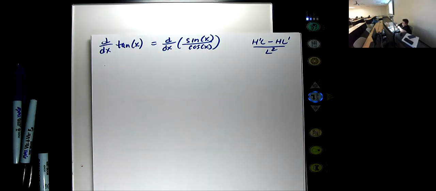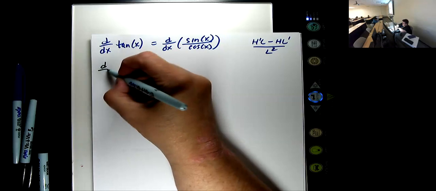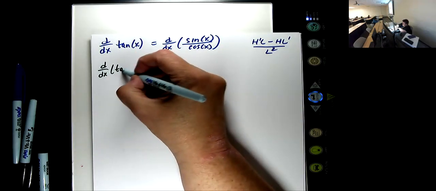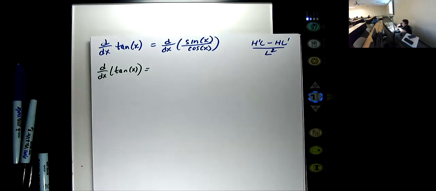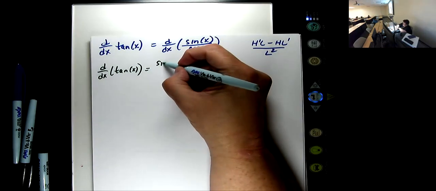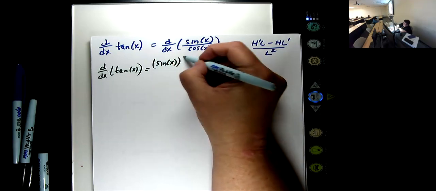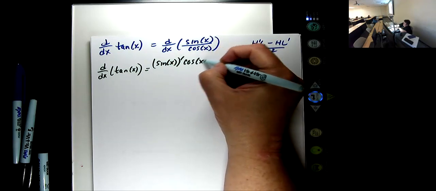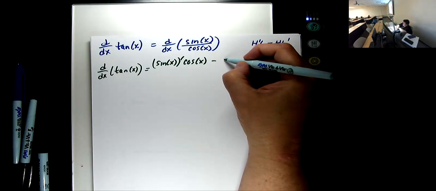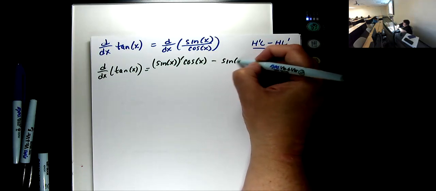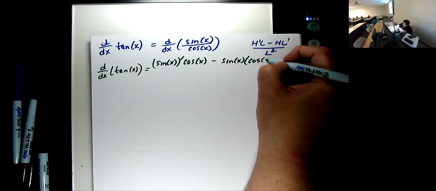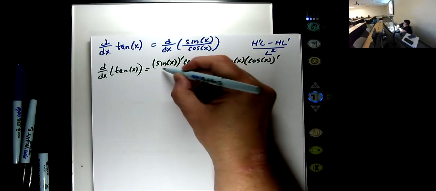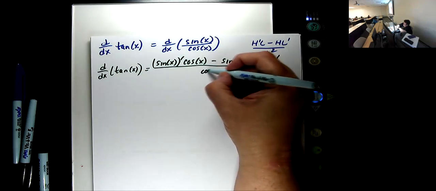So d dx of tangent x is I have I prime. I'll write that out without changing what they are yet. And then I've got sine x, and then I'm going to take the derivative of low, which is cosine x. And all of that is over cosine squared x, which is low.